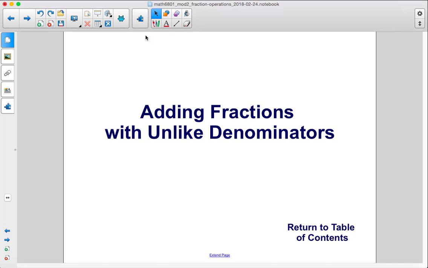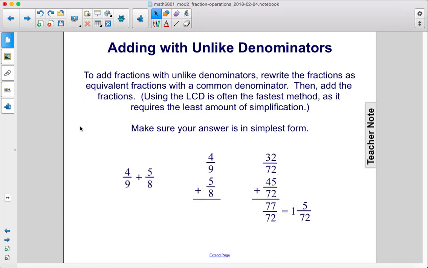Adding fractions with unlike denominators. To add fractions with unlike denominators, rewrite the fractions as equivalent fractions with a common denominator. Then add the fractions. Using the lowest common denominator is often the fastest method as it requires the least amount of simplification. Make sure your answer is in simplest form.